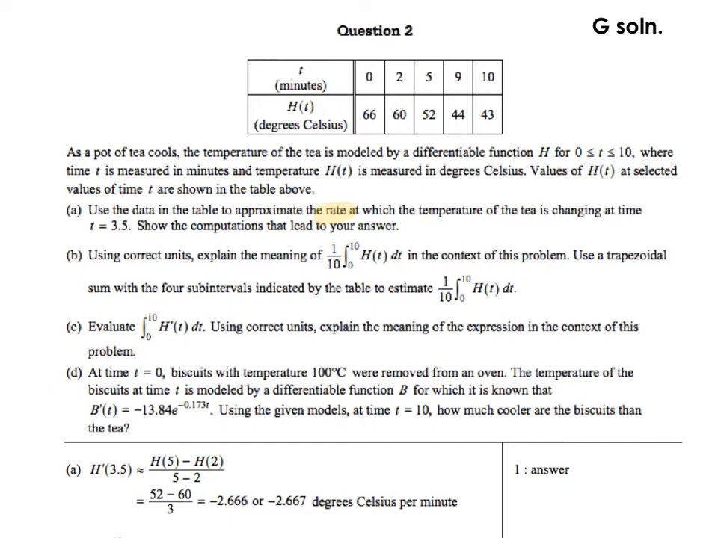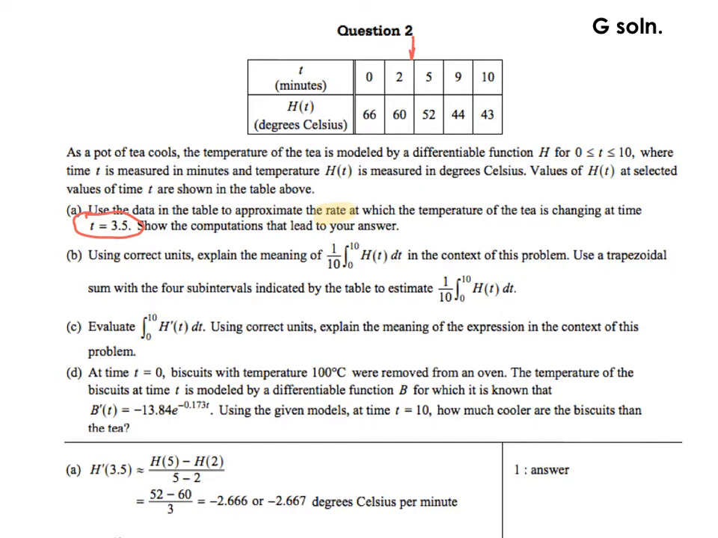There's also a keyword here which is approximate, and approximate is going to indicate that you're not going to actually take a derivative. You're going to probably use some type of slope function. There is another issue here, and that issue is that you'll notice they're asking you to find the derivative at the point 3.5, but 3.5 is not on the chart. It's in between 2 and 5. And so what we're going to do is approximate the slope of the tangent line by finding the slope of the secant line.